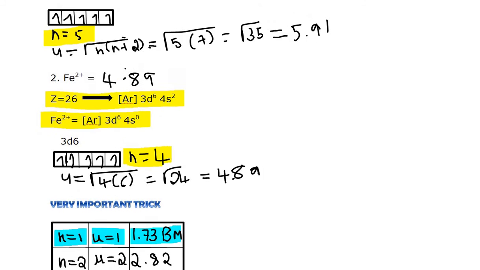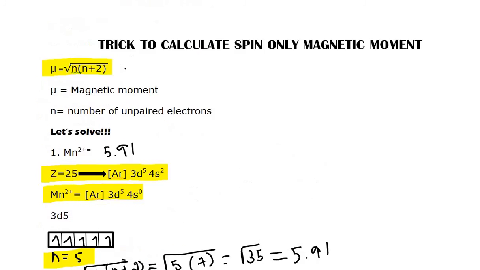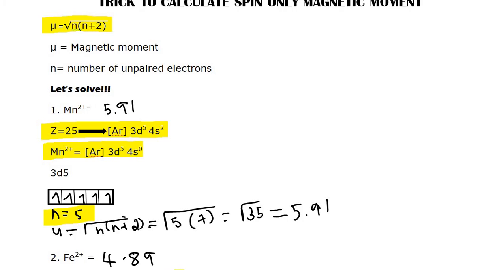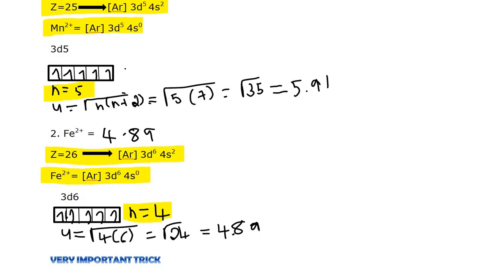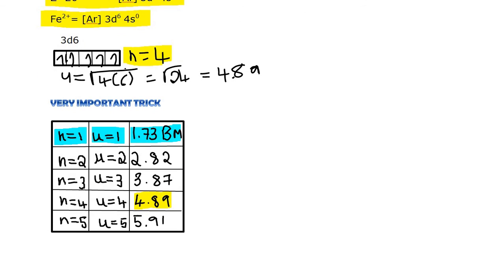I hope you completely understood how to find the magnetic moment and how to calculate the number of unpaired electrons. This table is very important. You need to keep it in your mind, instead of doing the long methods or using the calculator, you can just learn this table and do it.